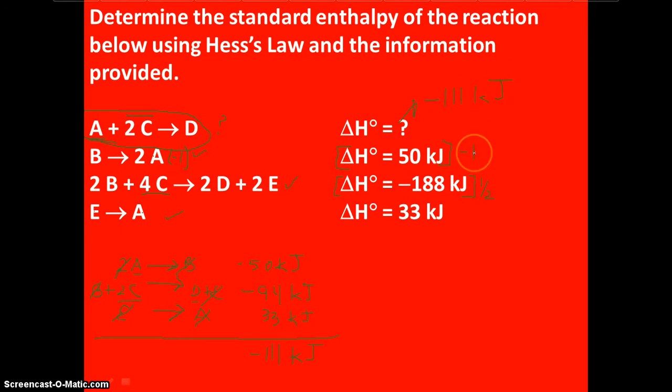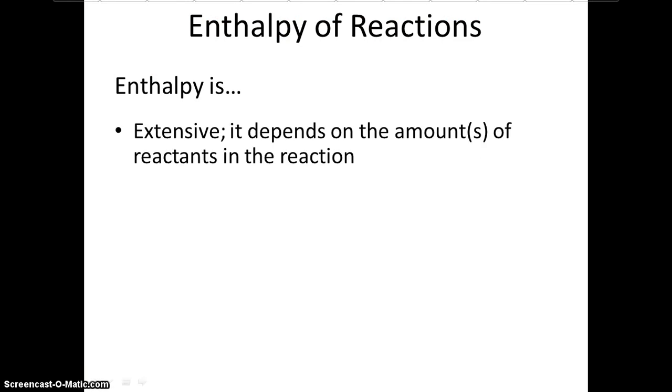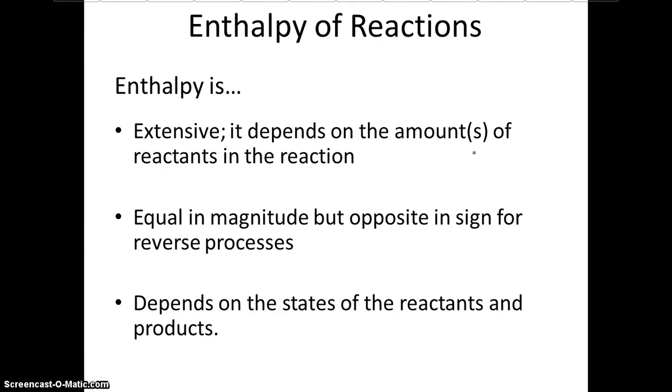Just make the changes to the reactions such that you can then begin to create the path you want to create. So just a quick summary, a reminder of enthalpy. Enthalpy has the following properties. It's extensive. That means it depends on the amounts of reactants. Notice in that reaction where we halved it, we halved the energy. It's equal in magnitude but opposite in sign for reverse processes. Notice reaction 1, we didn't change the 50 other than put a negative sign on it. So it's equal magnitude, different sign.